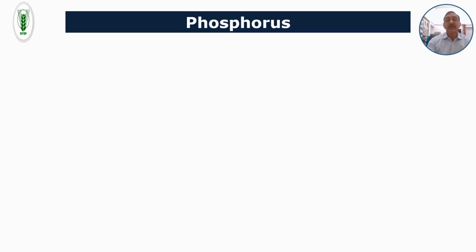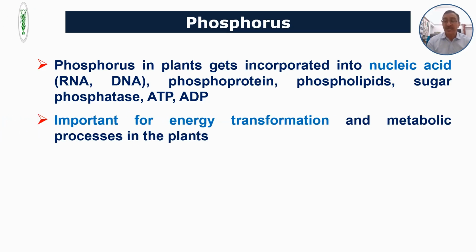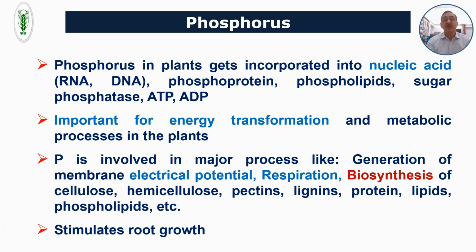Now moving to the next element, phosphorus. Phosphorus in the plant gets incorporated into nucleic acids, phosphoproteins, phospholipids, sugar phosphates, adenosine triphosphate, and adenosine diphosphate. It is important for energy transformation and metabolic processes in plants. P is involved in major processes like generation of membrane electrical potential, respiration, and biosynthesis of cellulose, hemicellulose, pectins, lignins, proteins, lipids, and phospholipids, and it stimulates root growth.